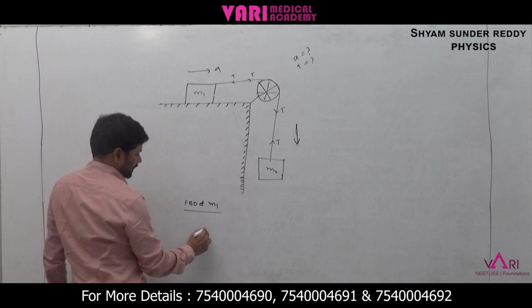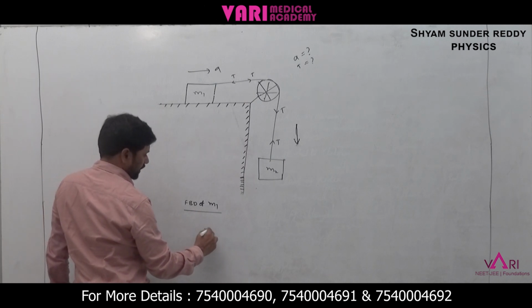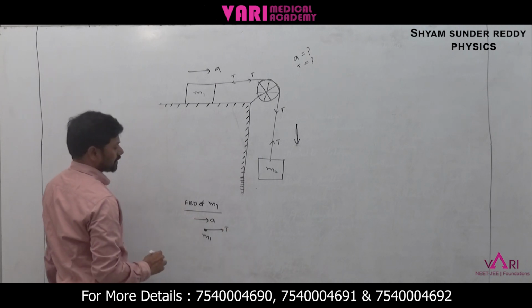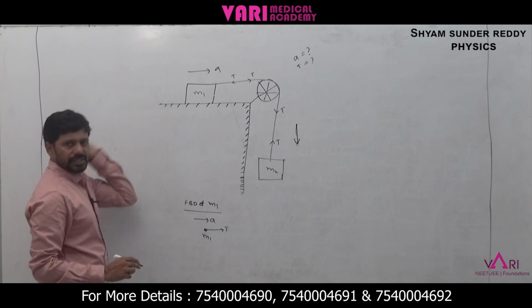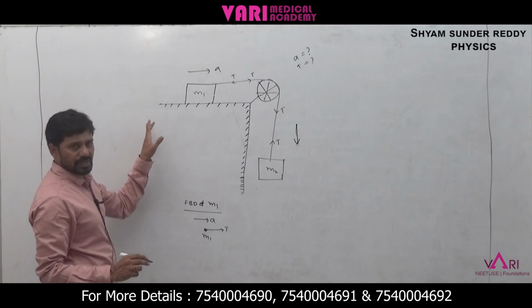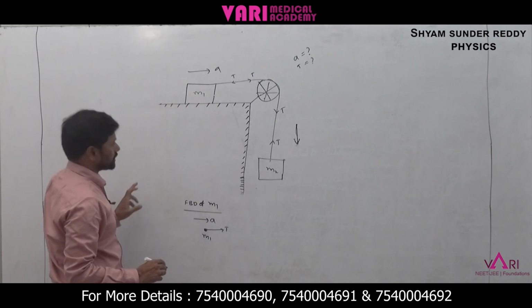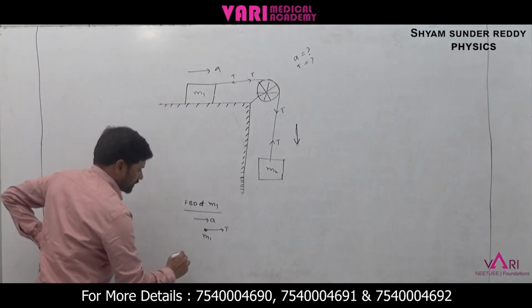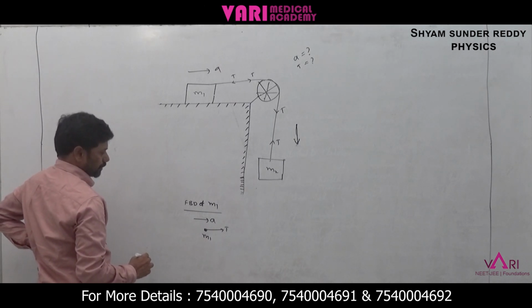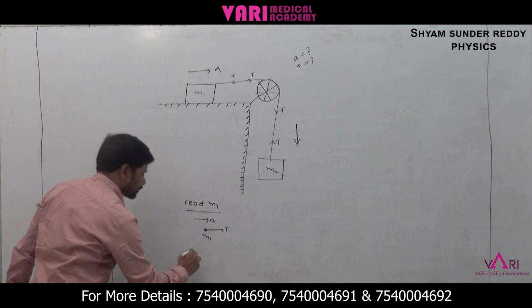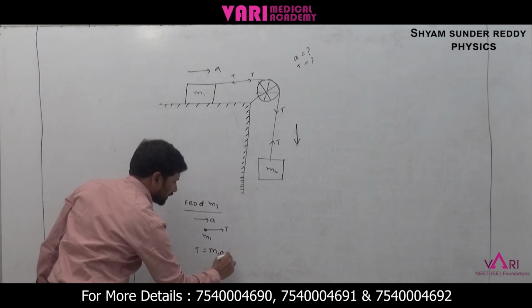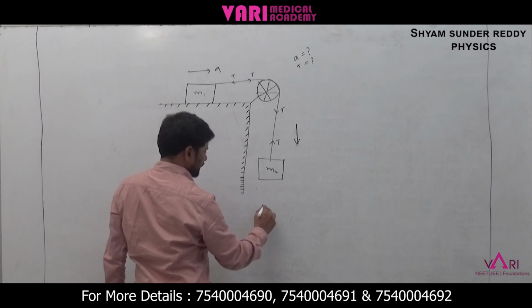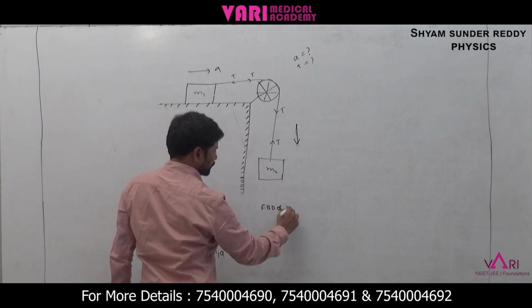Here it is, this is the M1. In this direction tension is working, and here it is acceleration. Here no need to calculate the frictional forces, we are not going to that area. So from this we can write T is equal to M1A, equation 1. And FBD of M2.